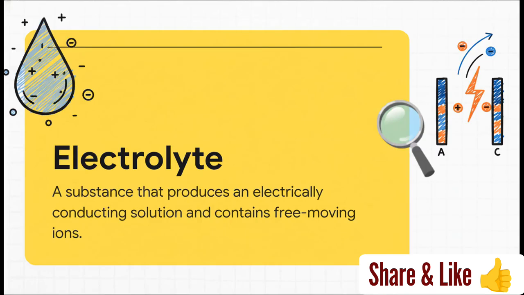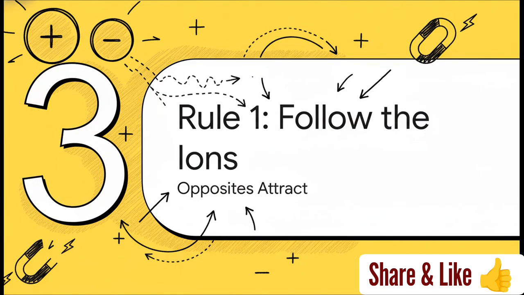So what exactly is an electrolyte? Well, think of it as a substance that, when you dissolve it in something like water, breaks apart into all these little charged particles that are free to move around. We call them ions. And these ions, they are the real key to everything. Their movement is what makes the magic of electrolysis happen. And that brings us perfectly to our very first rule for never ever getting confused.